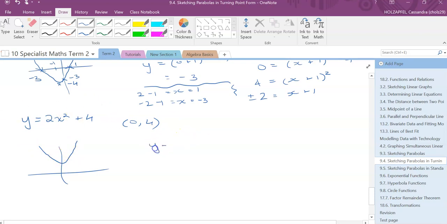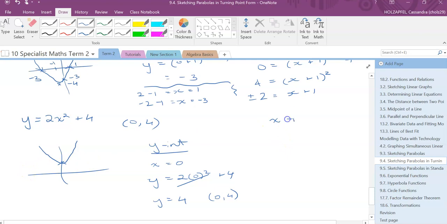So first things first, let's do our y-intercept. So our y-intercept is when x is equal to 0. So y is going to be equal to 2 lots of 0 squared plus 4. That's just going to be 0. So y is equal to 4. So that's going to be our point at (0, 4). And we can see that here because it's going through the turning point. And the reason it goes through the turning point is because we haven't shifted it left or right.